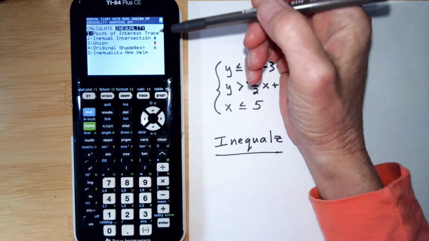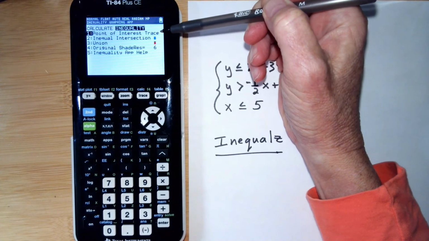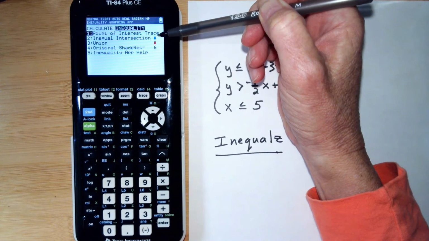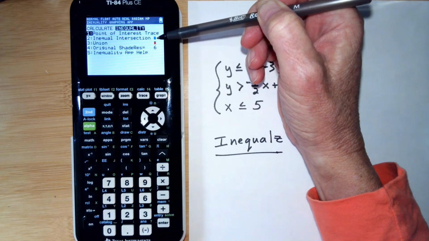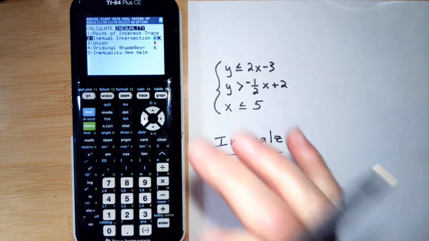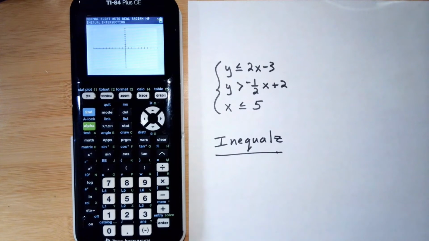So from here, the only ones that we're interested in are number 1 and number 2. Number 1 is points of intersection, and number 2 is the inequality intersection. And right now it says it's going to do that in blue. That's what I want. That's totally fine. So I'm just going to hit number 2 and see what happens.